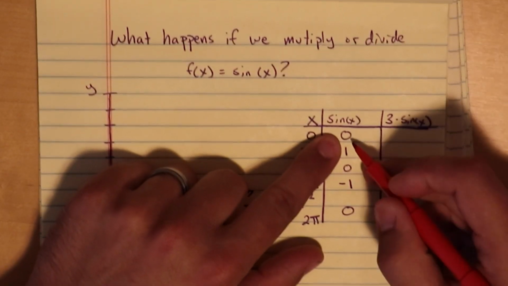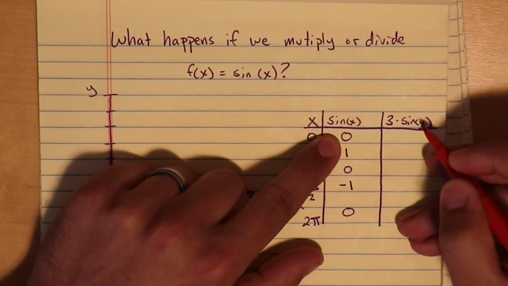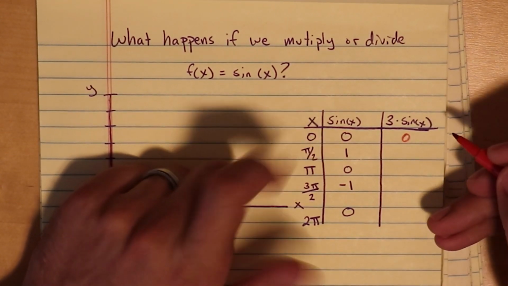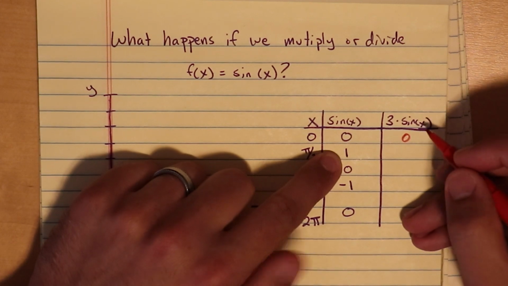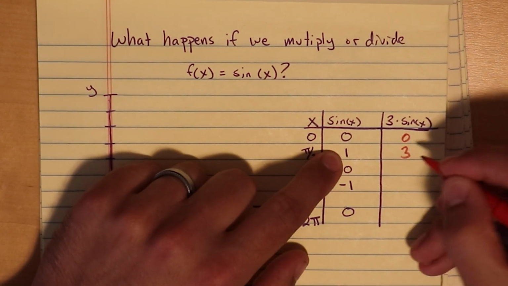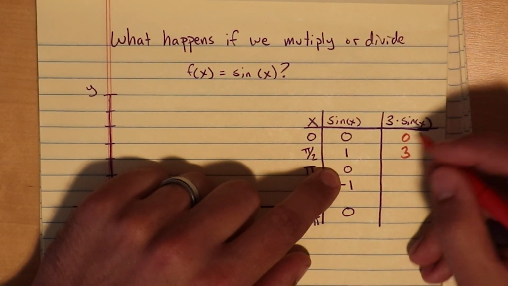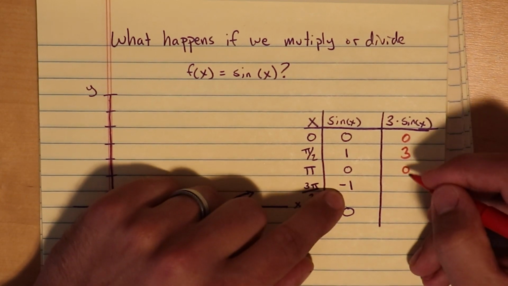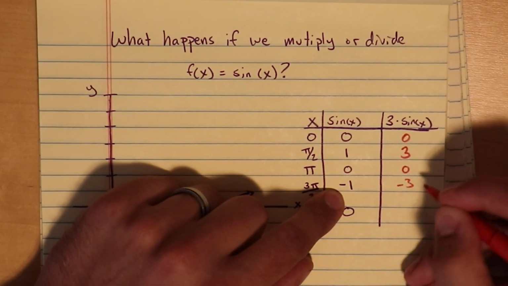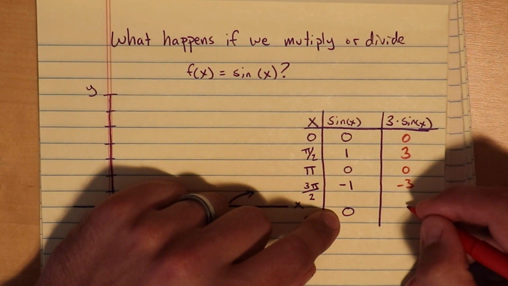So we have 0, because it's sine of x. So 0 times 3 is 0. 1 times 3 is 3. 0 times 3 is 0. Negative 1 times 3 is negative 3. And 0 times 3 is 0.